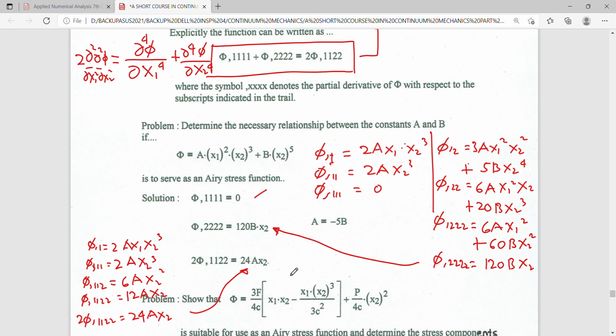Okay, so now equate these. It will become simply 0 plus 120b x2, so 120b x2 equals 24a x2. Cancel the x2. Your a now is simply 120 over 24b. Negative? Why negative?